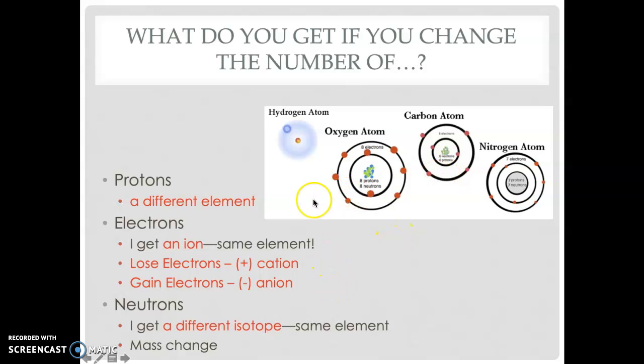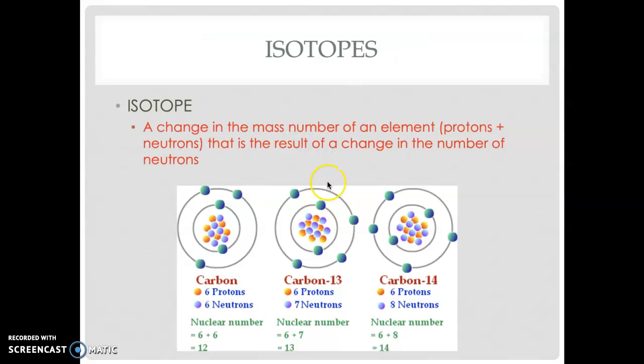If I change neutrons, I get a different mass number. And if it's the same element, like oxygen, if I added a neutron there, its mass would be 17, 8 plus 9. Be still oxygen, but just be a little bit heavier. Okay, that's what an isotope is. It's when I change the mass number, so protons plus neutrons, change the mass number and result in a change of the number of neutrons.